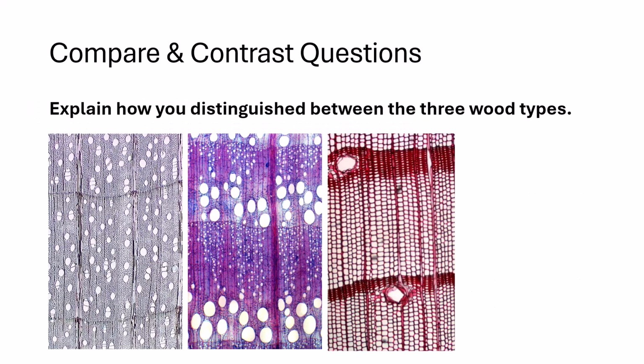Answer this compare and contrast question. Explain how you distinguish between the three wood types. As you answer this, think about what specific features you used. Did you focus on vessel size, vessel distribution, or the absence of vessels? Try to explain your reasoning using observable anatomical differences, not just the names of the categories.